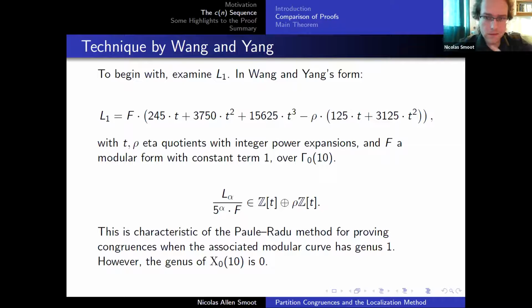So I noticed this looking over Wang and Yang's preprint about a year ago, and that immediately sent up a red flag, because in a sense what they're doing, their method, is acting as if the modular curve has genus 1 when it's actually got genus 0. And that immediately raises questions. Why are they doing this? Why are they treating a sphere like a donut? Why are they using these slightly more advanced techniques? And they shouldn't have to.